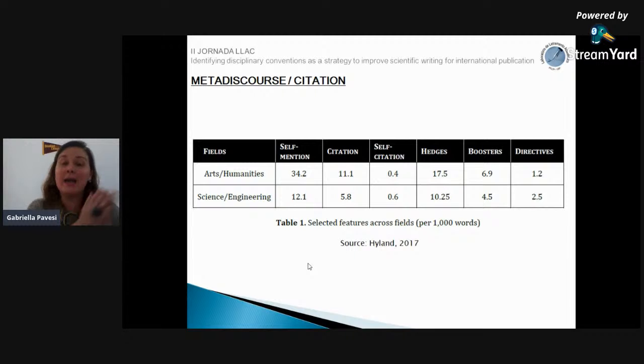And like Hyland said, show your credentials of belonging to that discipline, of being a participant of that discipline. And therefore, write texts that communicate more clearly, more objectively and effectively with your field, and facilitate international publication.